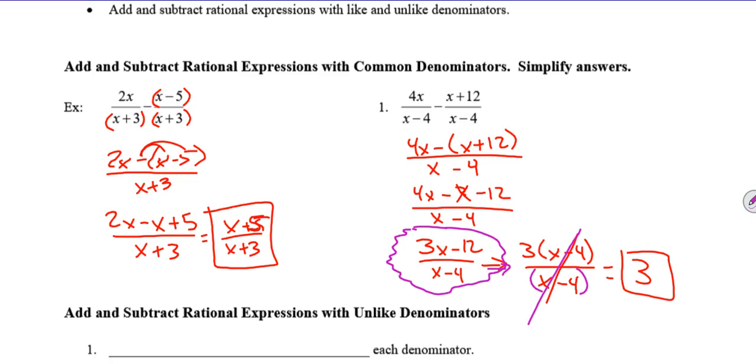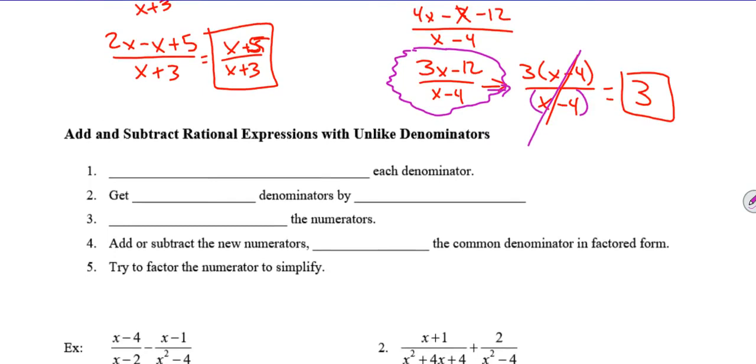Remember, you're not canceling out individual terms. You can only cancel out things that are being multiplied. The 4 is being added to x or subtracted from x, so you can't cancel out just the 4. It has to be divided out based on factors.